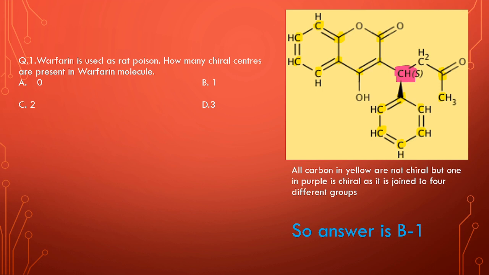In this warfarin, which is the rat poison, how many chiral centers? If you see here, all those with the yellow markings either have a double bond or two hydrogens, so they are not chiral. Only this carbon atom with the purple one is chiral because it is connected to four different groups. You can see here, it's a whole different group 1, hydrogen 2, and this whole group 3, and this whole group is 4. So the answer is B.